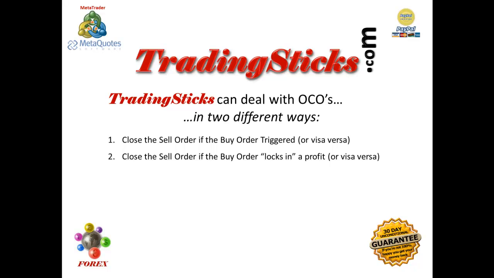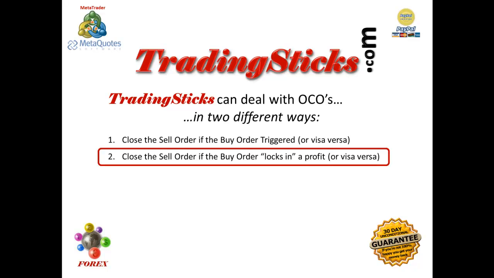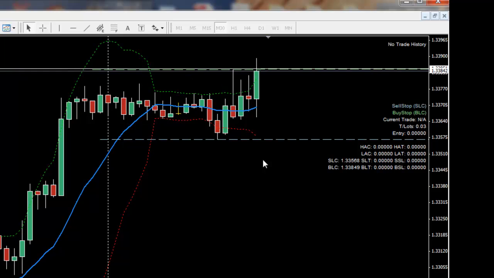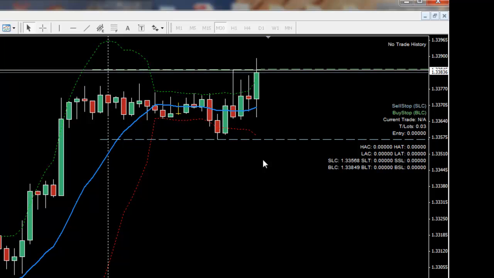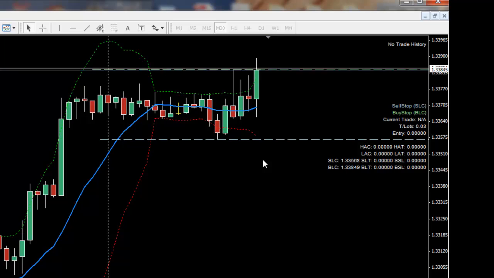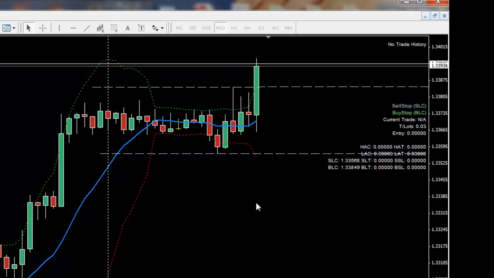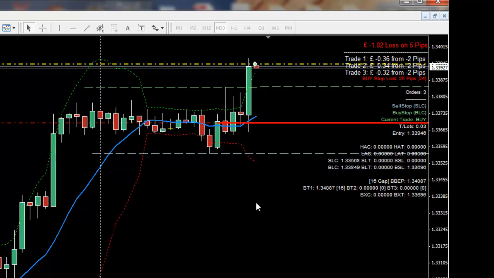Okay, now let's look at close the sell order if the buy order locks in a profit. This time we're looking at the same trade setup again, but we have set the OCO on open to false. This means that the sell line will only close if the buy trade locks in a profit. Let's watch this now. Okay, so we're coming to the closing seconds of this bar. As you will see, the trade opened and the sell line close line is still there.